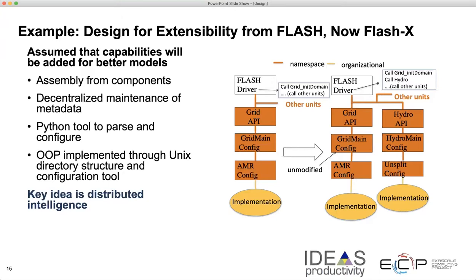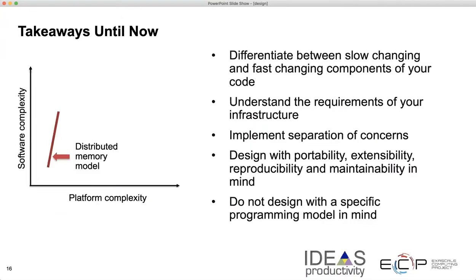Okay, so up until now, our takeaways for design considerations have been that we need to differentiate between slow changing and fast changing components. It's critical to understand the requirements of the infrastructure because that is the longest living component. You have to implement separation of concerns, and in your design, portability, extensibility, reproducibility, and maintainability should be baked in. And you should not design with a specific programming model in mind. You should map the programming model to your design, as this binding should happen as late as possible in the process.